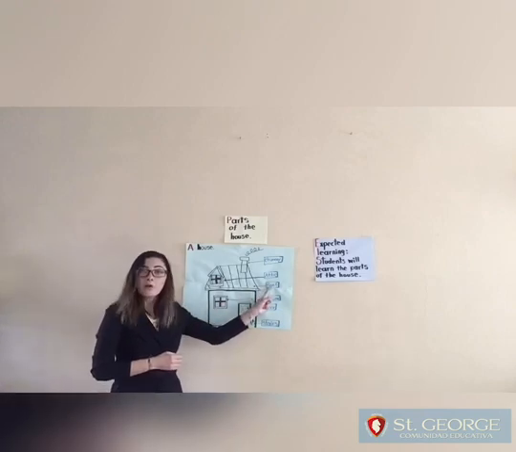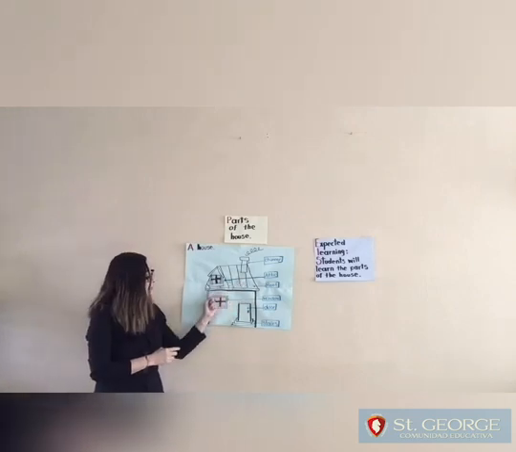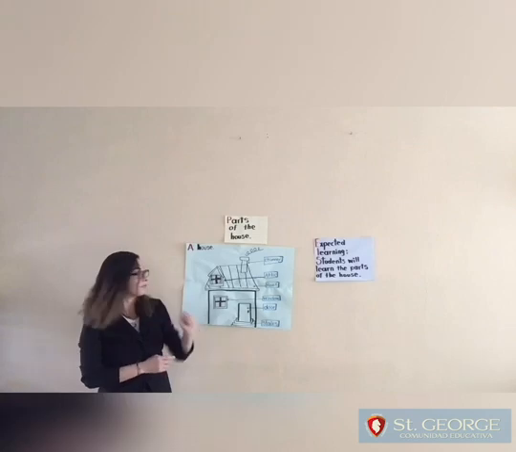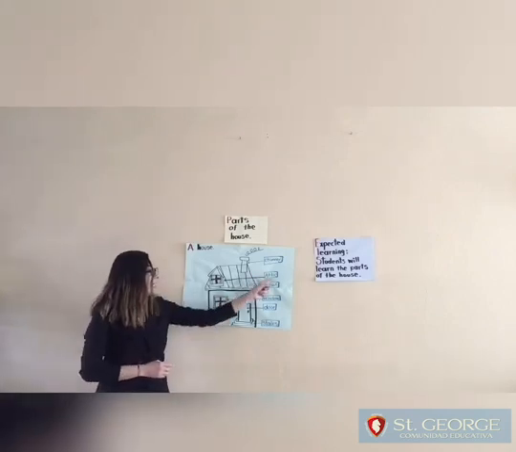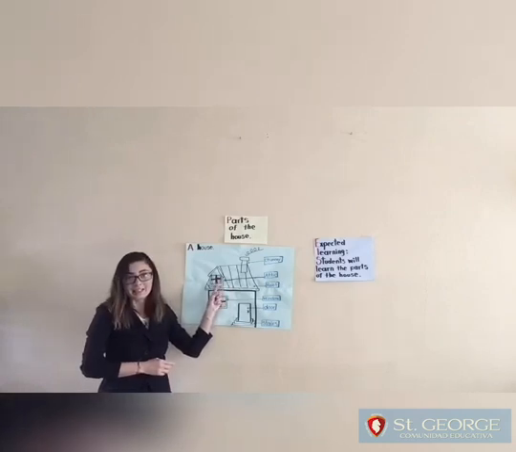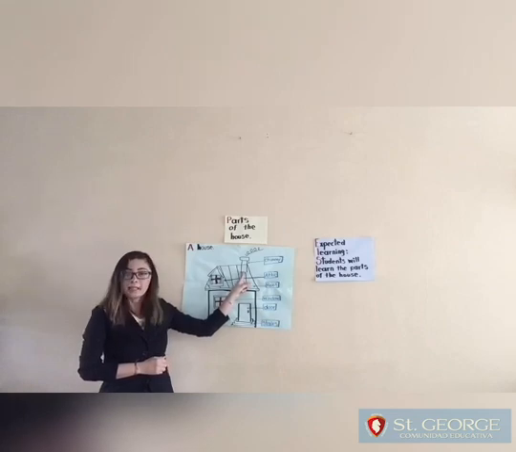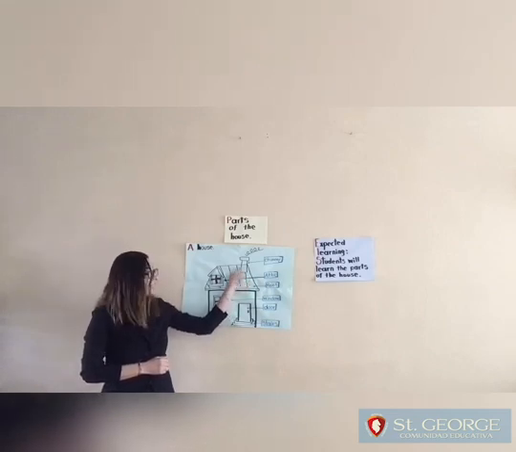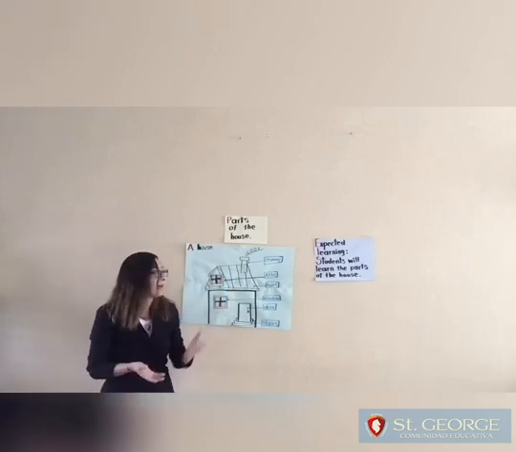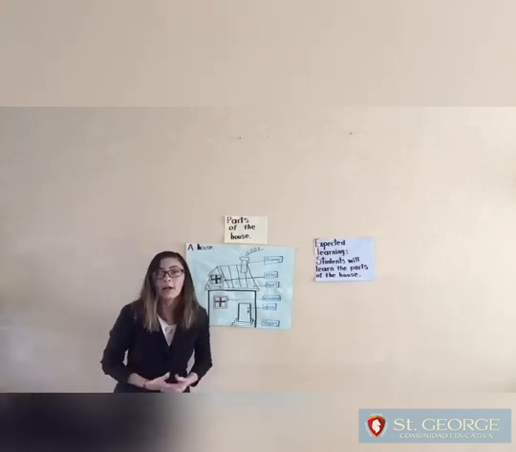The other is the roof, okay? This part of the house is the roof. Look at this, the roof. Perfect. The other part is the attic. And the last one is the chimney. My house doesn't have a chimney, but in this case, we have the chimney. It's only a new vocabulary.